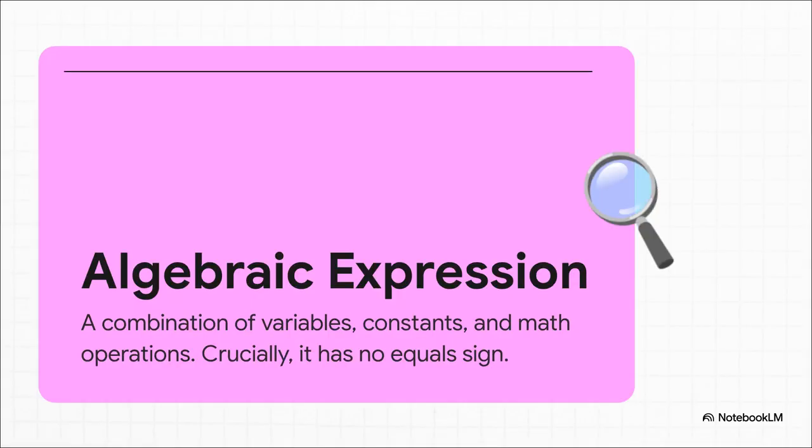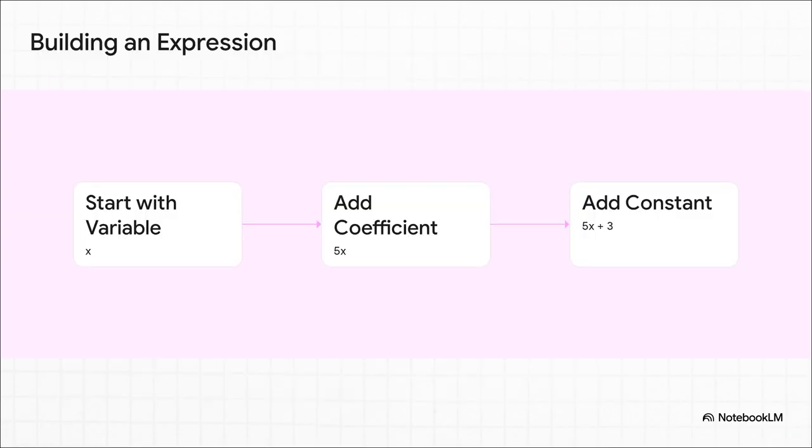Okay, so now that we have our words, we can start putting them together to form phrases. And that's pretty much what an algebraic expression is. It's just a combo of our new vocabulary: variables, constants, some math symbols. But, and this is super important, it's not a full sentence yet. The key thing to notice? There's no equals sign.